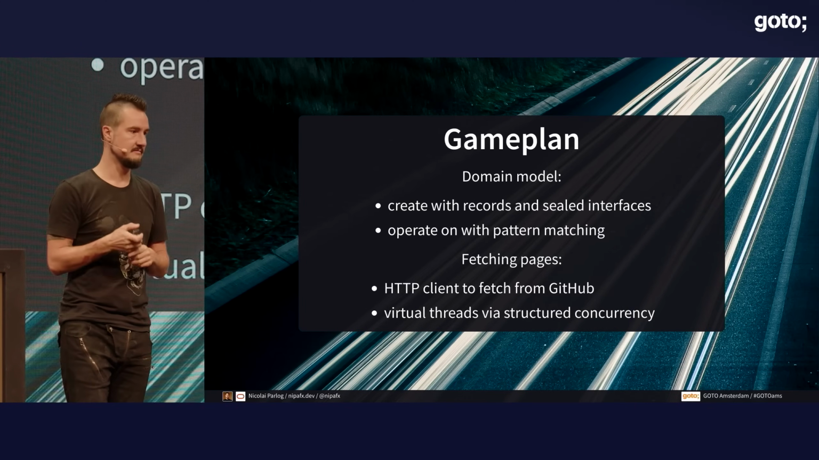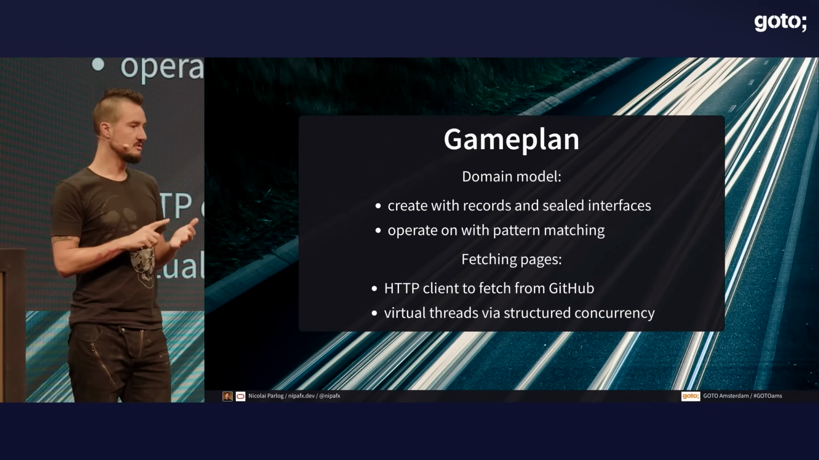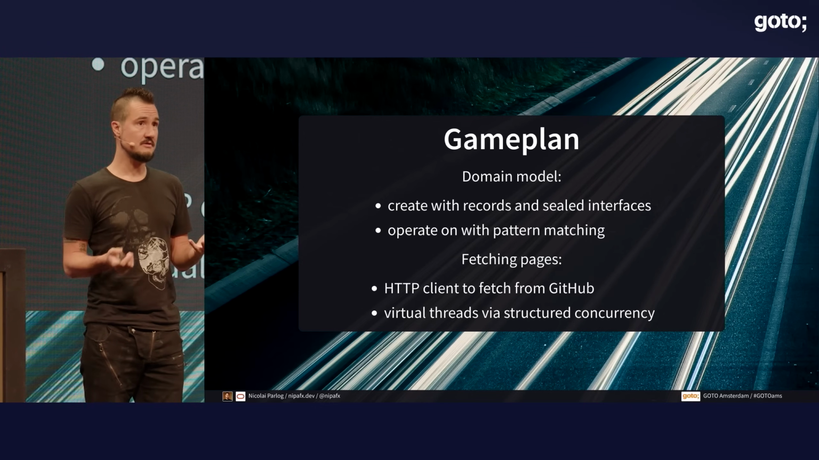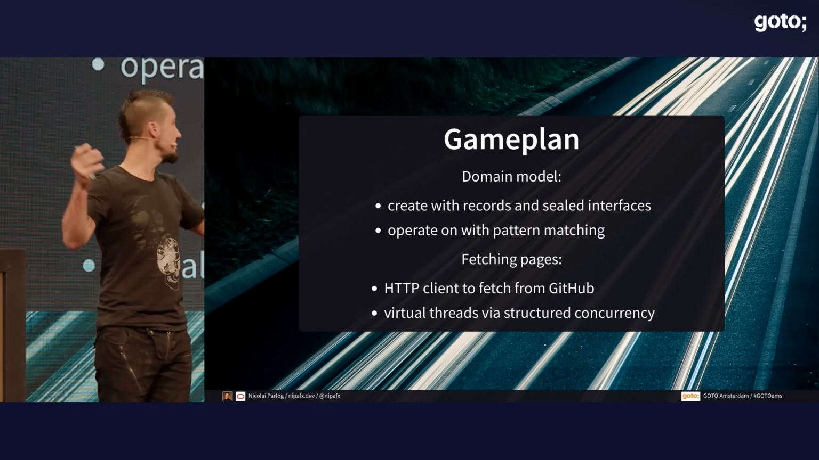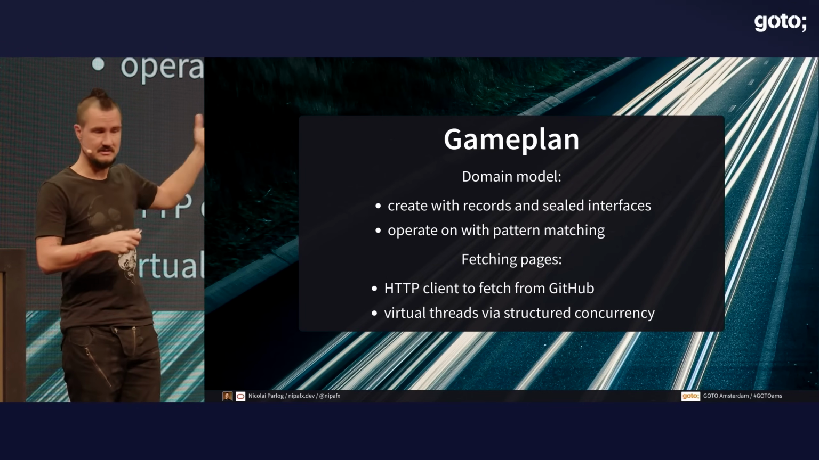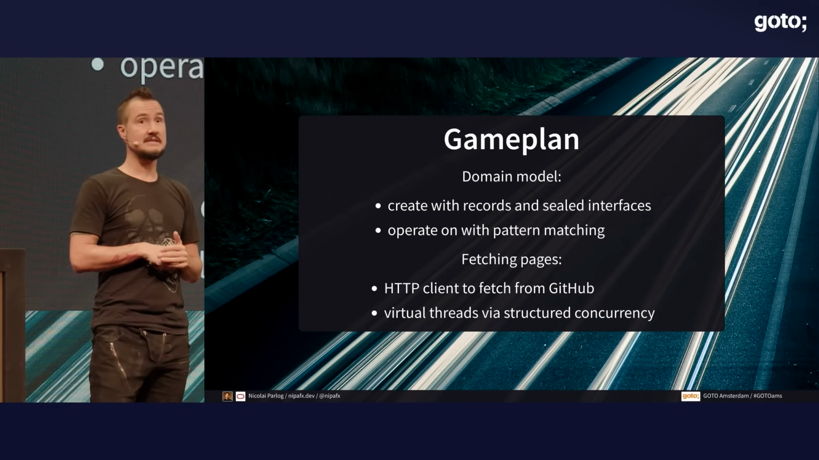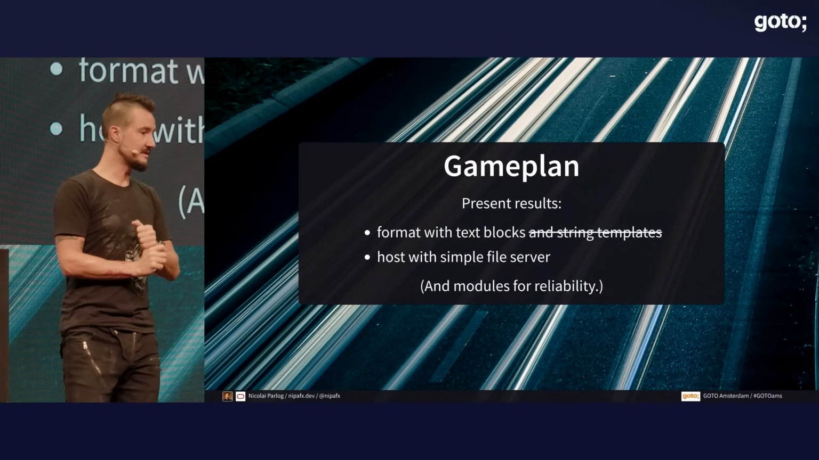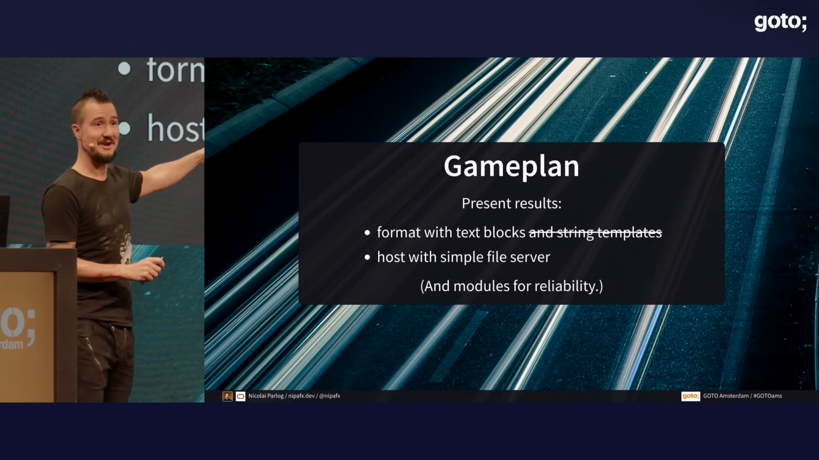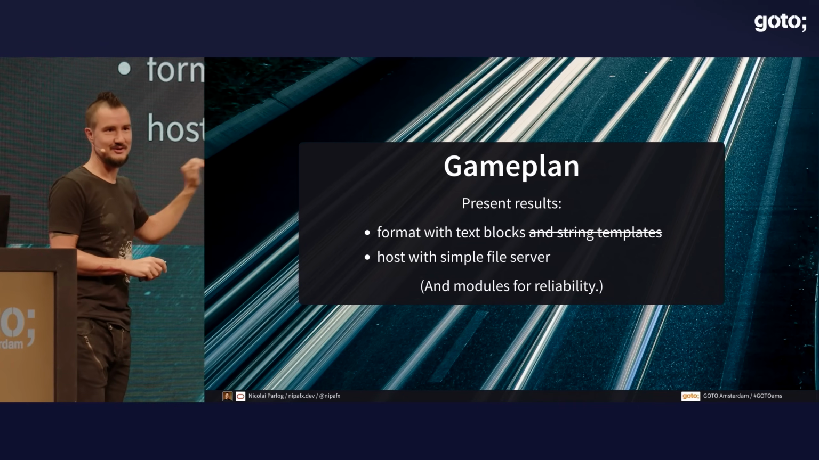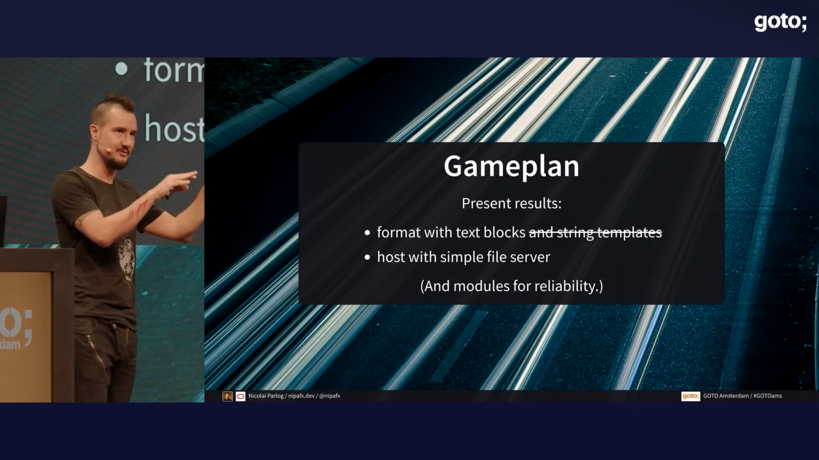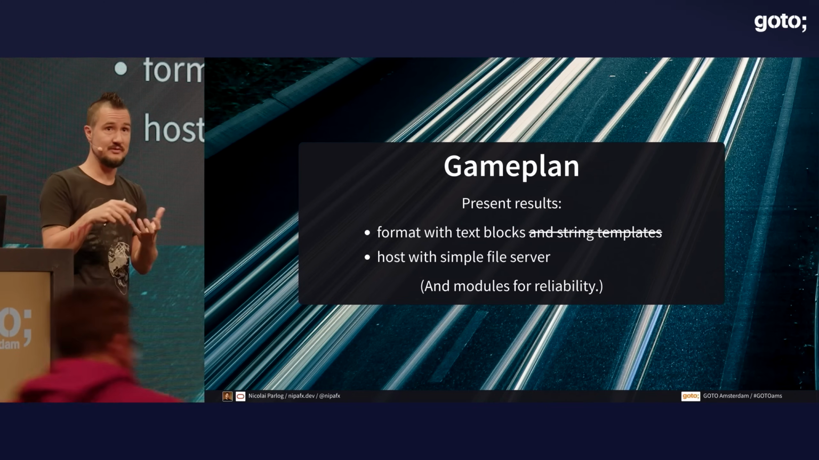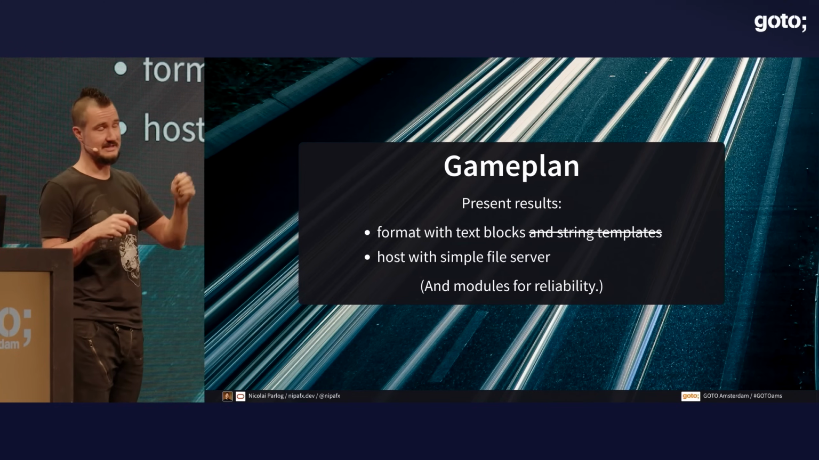To fetch the pages, we're going to use the HTTP client that was added to Java in JDK 11, and we're going to use virtual threads via structured concurrency to get both great scalability, which is entirely pointless for a hobby project like this, but I still want to show you, and also good insights during debugging. I'll show you later what I mean by that. We'll present the results with text blocks, and string templates used to be part of the demo. They're not anymore because the string template preview was removed from JDK 23. If you have played with the string template preview in JDK 21 and 22, in 23 it's gone.